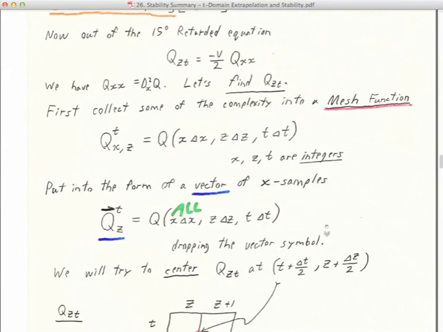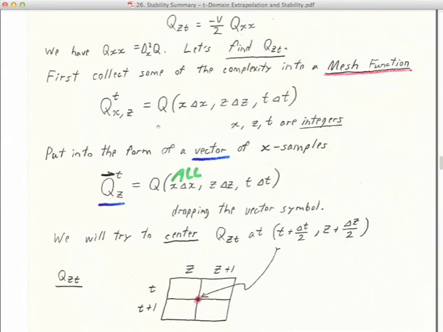So we'll collect some of the complexity into a mesh function. If we take q and we want to sample it at the x index, where x is an integer, x times delta x, we want to sample it at that x value. And we want to sample it at the z value, which is the integer z times delta z, and the t value, which is at the integer t times delta t. So I'm going to write the t's as a superscript. That's not a power, and then I'll write the x and z indices as subscripts, separating them with a comma.